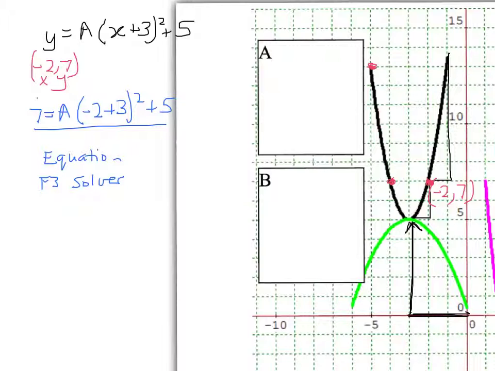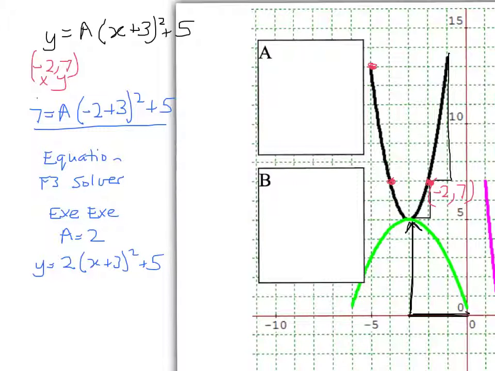When you've put that in your calculator, you must push execute twice. So execute once, we'll just put it into the memory. So you go execute, execute, and that comes up with A is equal to 2. Tells you your A value. So then I know my equation for this parabola is y equals 2 times x plus 3, squared, plus 5.